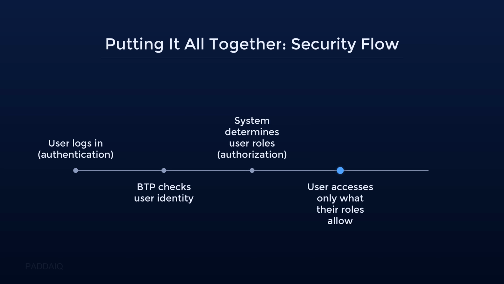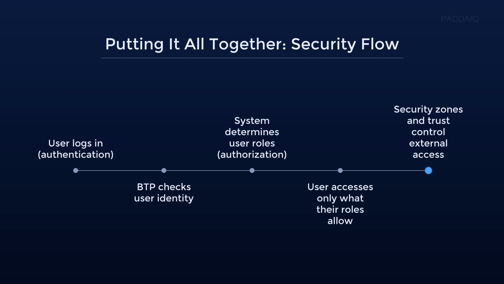User accesses only what their roles allow. This means each person's permissions are strictly defined, like keys to specific rooms. For instance, an HR specialist can view employee records but cannot access financial reports. This ensures individuals interact solely with data and functions relevant to their job responsibilities, maintaining a secure and organized system.